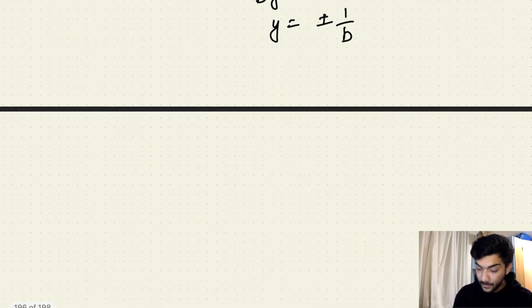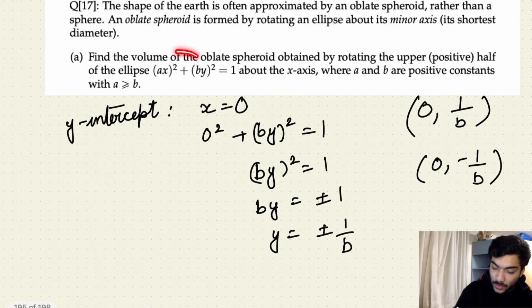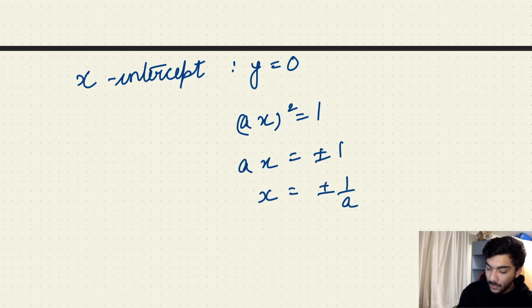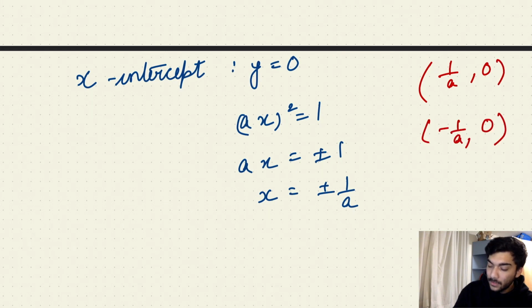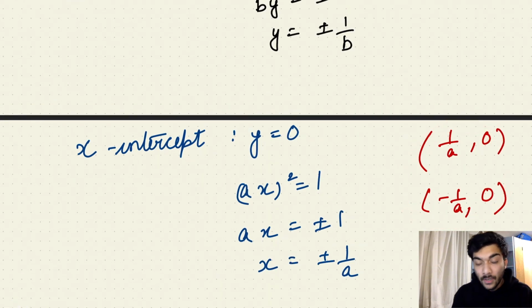And similarly, if we want to calculate the x-intercepts, we substitute y equals 0. If we substitute y equals 0 in this equation, similarly we'll get (ax) whole squared equals 1. So ax equals plus minus 1, and x equals plus minus 1 by a. So you got your x-intercepts as (1/a, 0) and (-1/a, 0), right? Now we have the intercepts, and once we have the intercepts, we know how to sketch the ellipse, right?